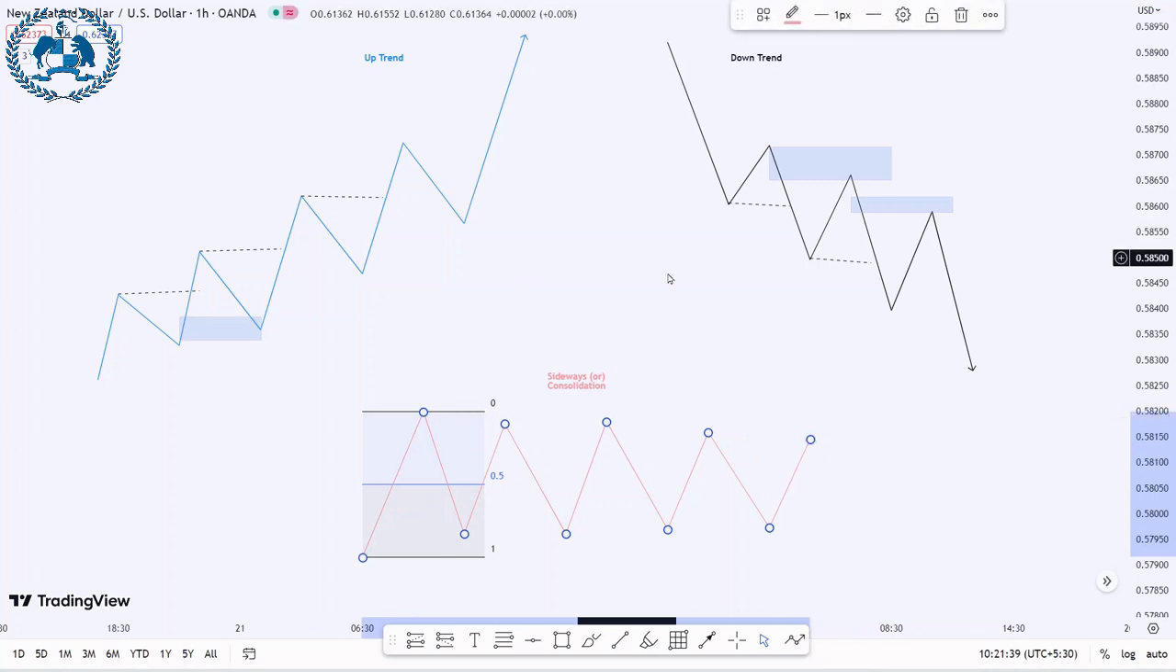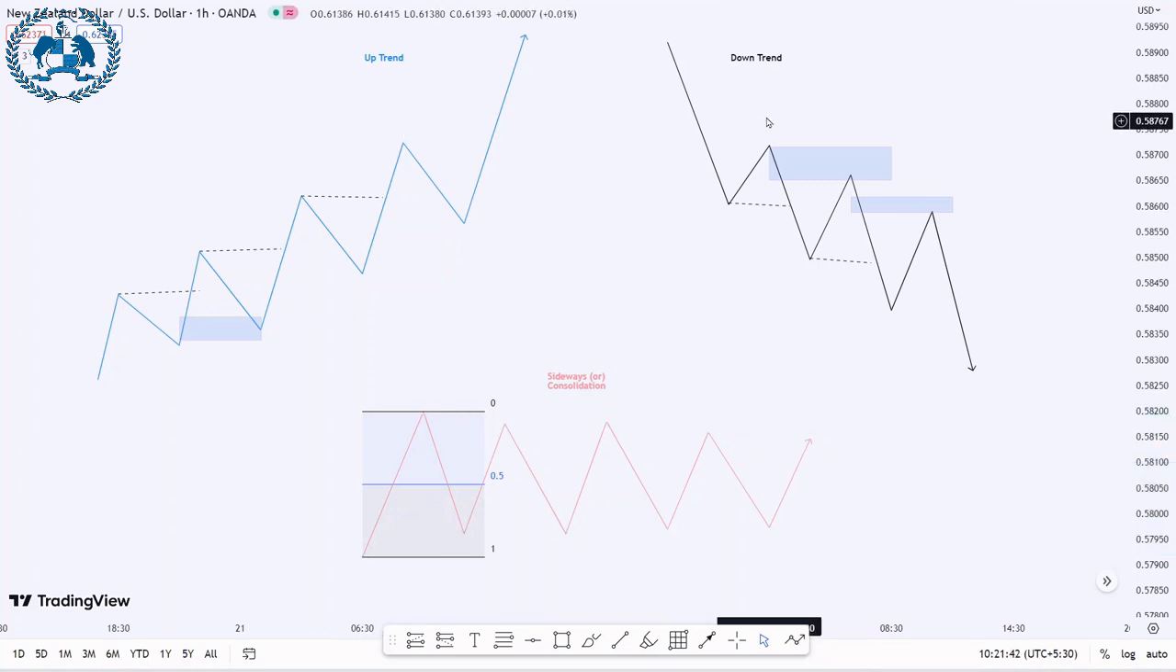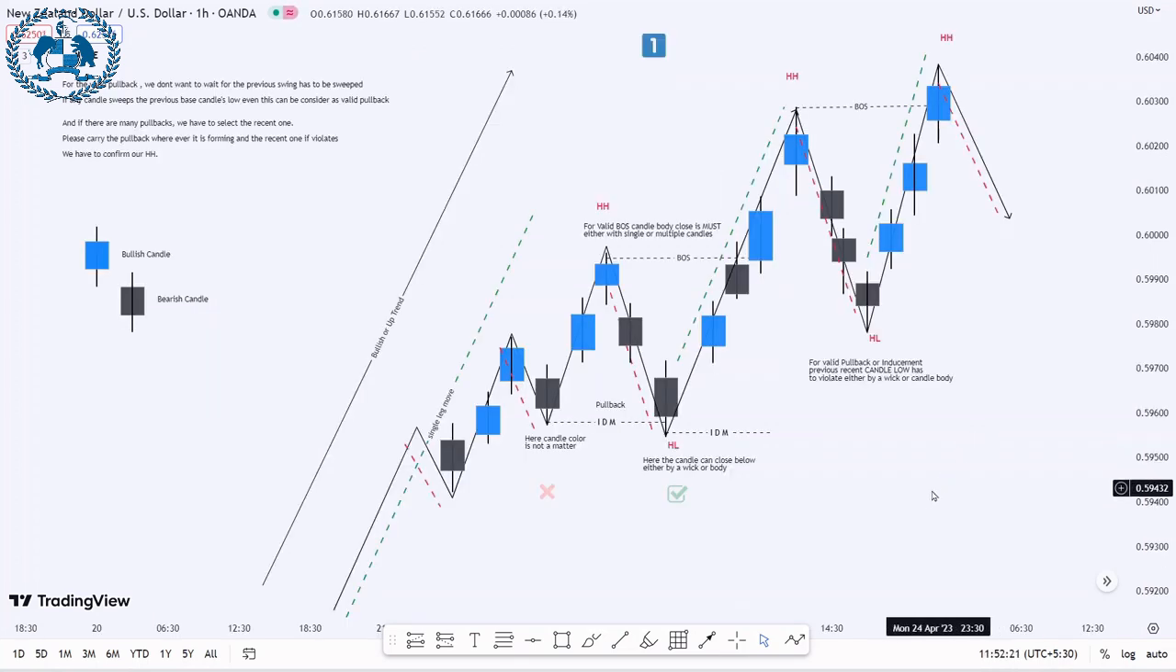So these are all the three trends in the market: uptrend, downtrend, and sideways consolidation market. Now we will see about structure mapping. In structure mapping, what are the conditions we have to follow for confirming our higher high, higher low, valid pullback, and break of structure. For each and everything there are conditions, and we have to fulfill them for marking these things. Blue color candle is a bullish candle, gray color candles are bearish candles.